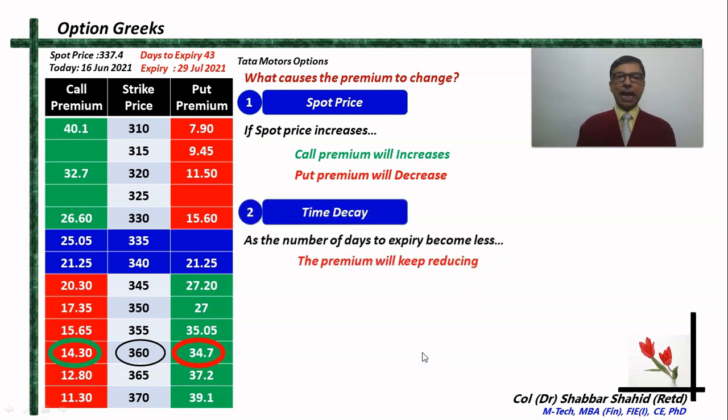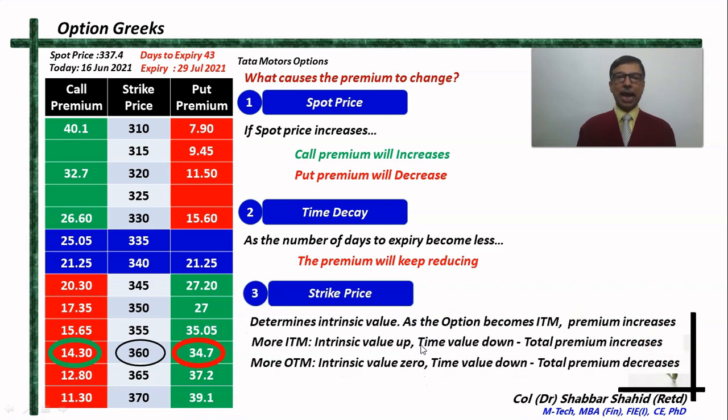All right. And the second thing which affects the premium, or which causes the premium to change, is the time decay. This also we have studied adequately. As the number of days to expiry keep reducing, the premium will keep reducing. No need to deliberate further. We have already studied this. And the third thing is the strike price. The strike price also causes the premium to change because the strike price determines the intrinsic value of the option.